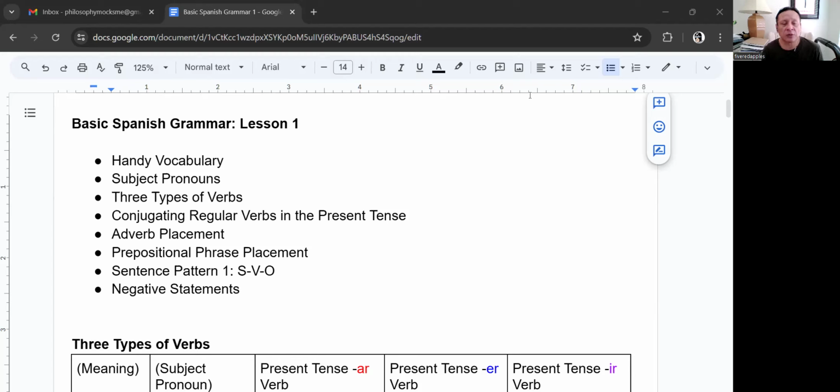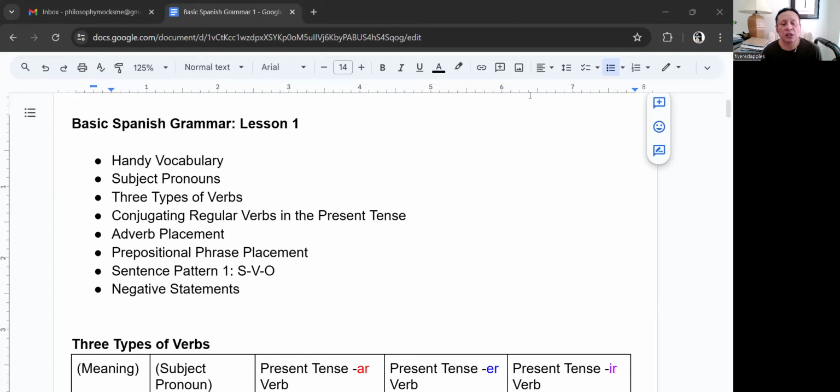So, basic Spanish grammar. You can see here on the screen the stuff that I'm going to cover. We're going to go over some vocabulary. Maybe you'll learn 10 to 15 words today. We're going to cover the subject pronouns, right? The subject pronouns in English are I, you, he, she, and we're going to cover the Spanish versions. We're going to cover the three types of verbs in Spanish, which we'll get to later. We're going to cover the conjugation of those three verbs in the present tense for the active voice, meaning the subject is performing that action, not the passive voice.